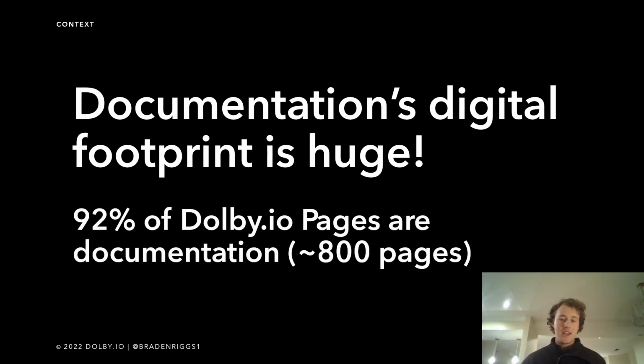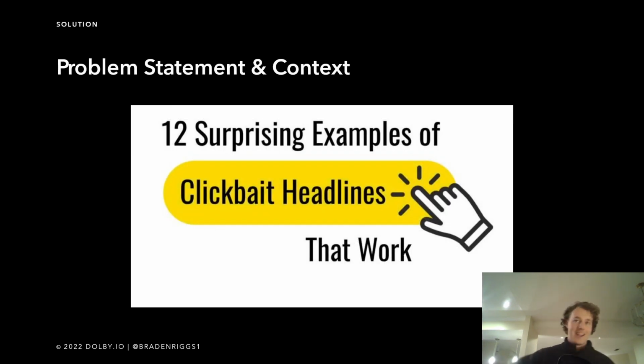And using our own documentation as an example, of the web pages associated with the Dolby IO business unit, 92% of them are documentation. Or in this case, just over 800 unique pages across our 3 product suites. So yes, it is a marketing problem, all this SEO and this searchability, but documentation has such a huge digital footprint that it doesn't mean we can't lend a hand to make sure all of our content is optimized, not just the marketing materials. Now, don't panic.